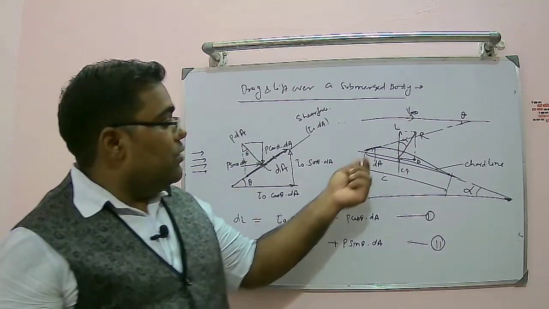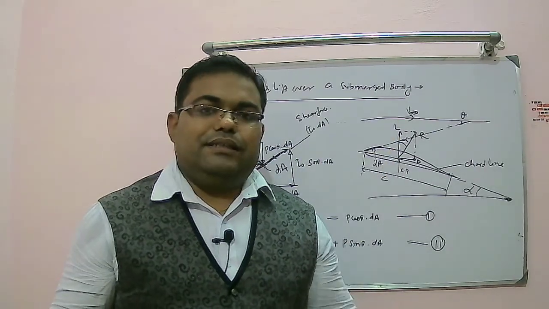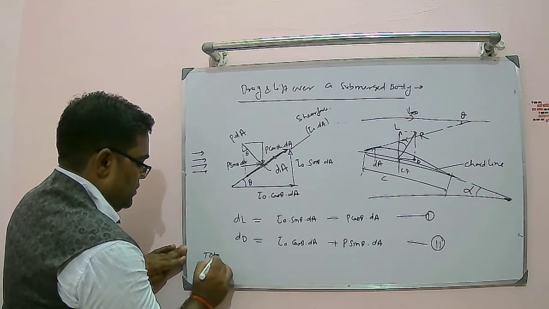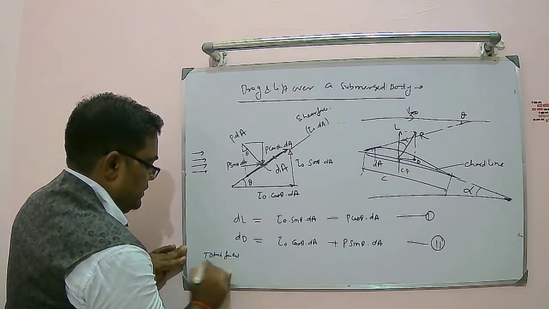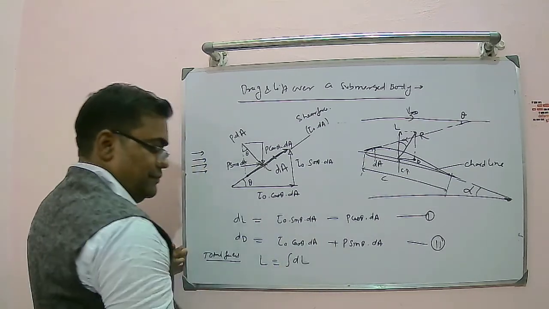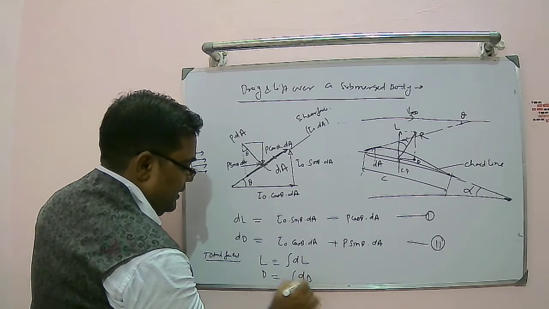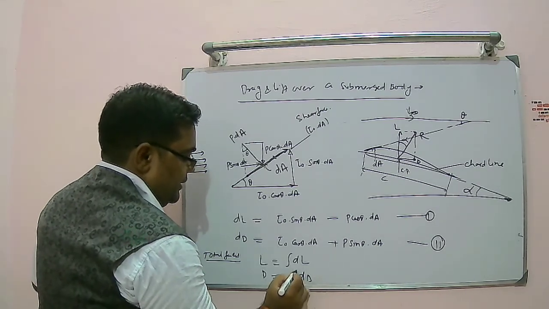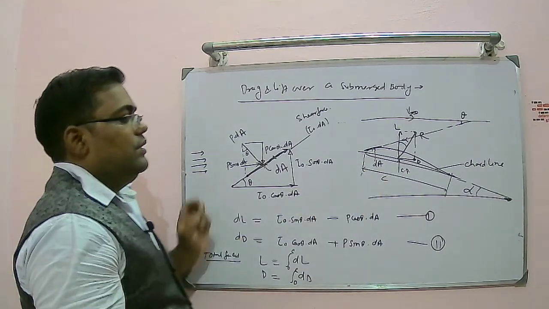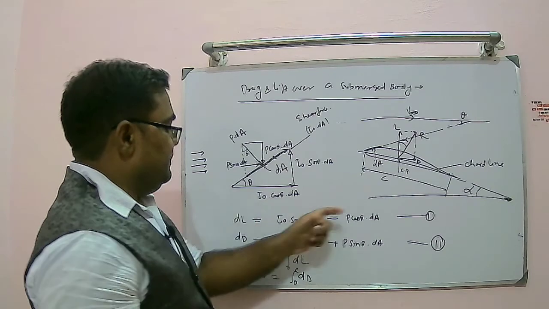Now we can integrate over the entire length to get the overall lift and drag. So the total lift is the integration of dL, and the total drag is the integration of dD, between 0 to c, the chord length. Along the chord length you are going to integrate that. Keep that in mind.